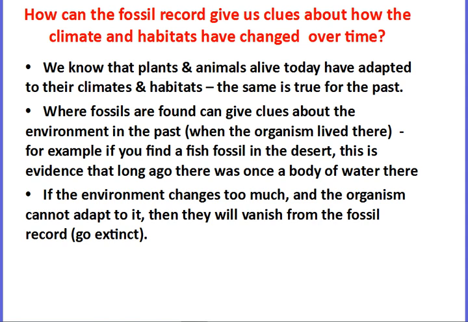If the environment changes too much or too quickly and the organism cannot adapt to it, then that organism will vanish from the fossil record. It will go extinct. So if a scientist is looking at layers of rocks, moving up through the layers from the past towards the present, and all of a sudden they no longer find fossils of a certain type of organism in the rock layers, that's evidence that that organism went extinct for some reason.